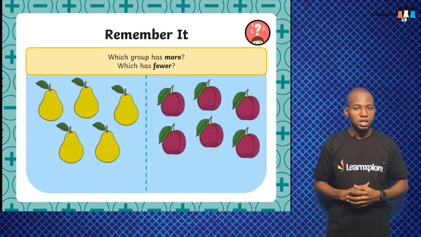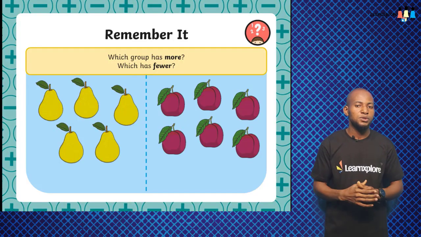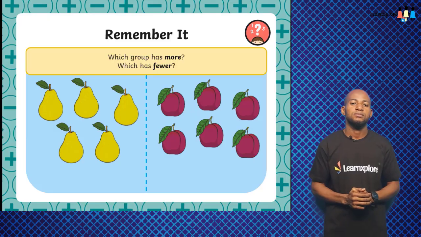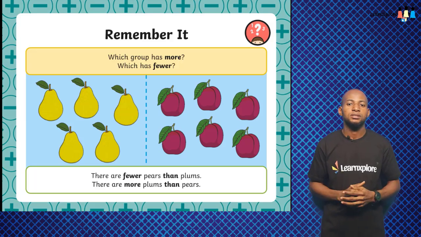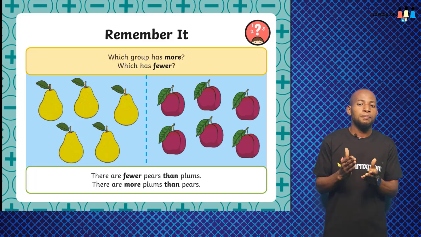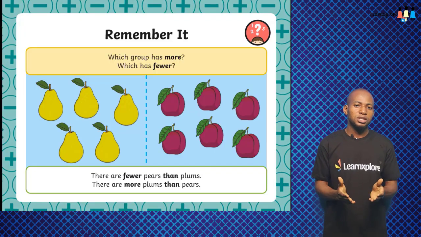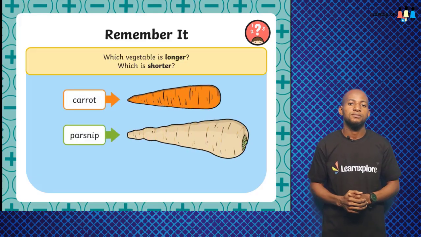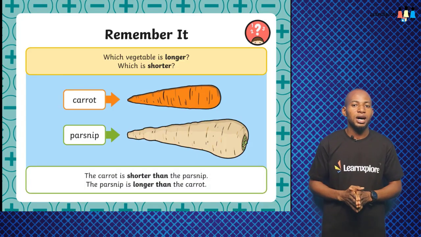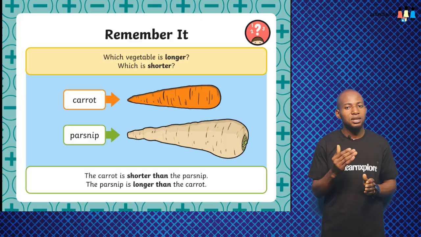If you've seen the previous lesson, which group has more? Which has fewer? There are fewer pears than plums. There are more plums than pears. Which vegetable is longer? Which is shorter? The carrot is shorter than parsnip. The parsnip is longer than the carrot.